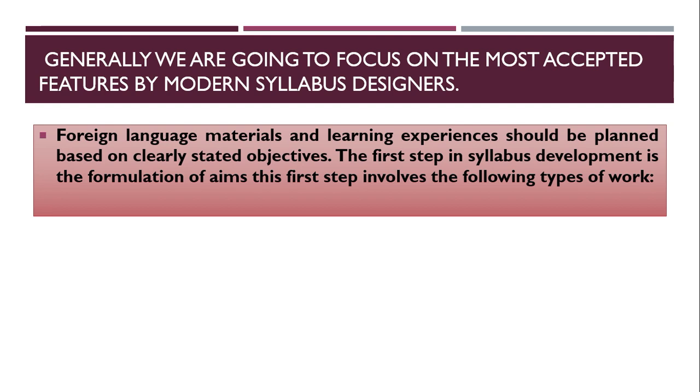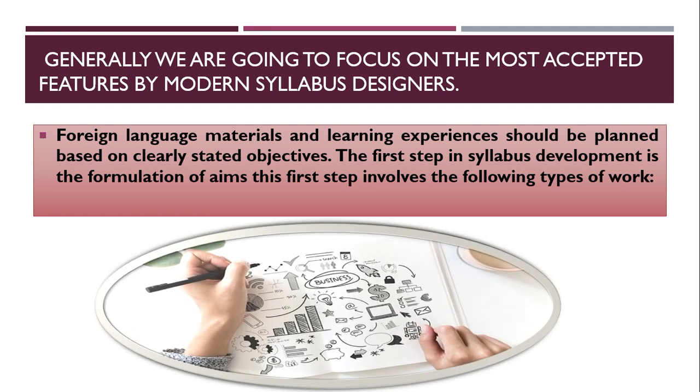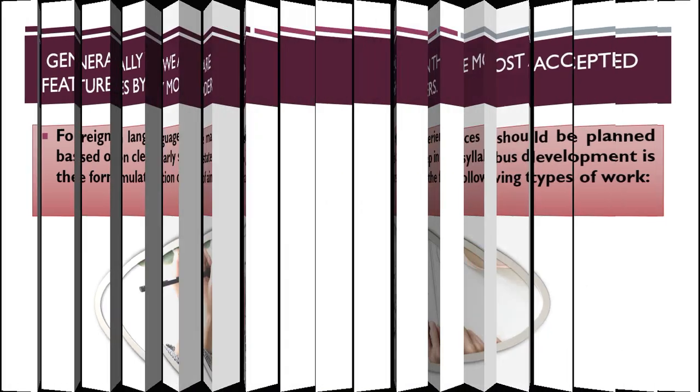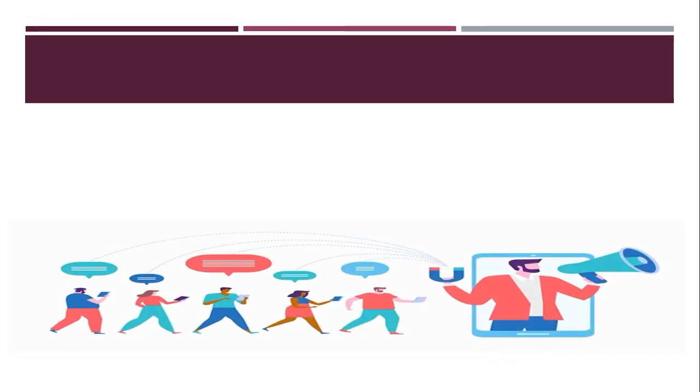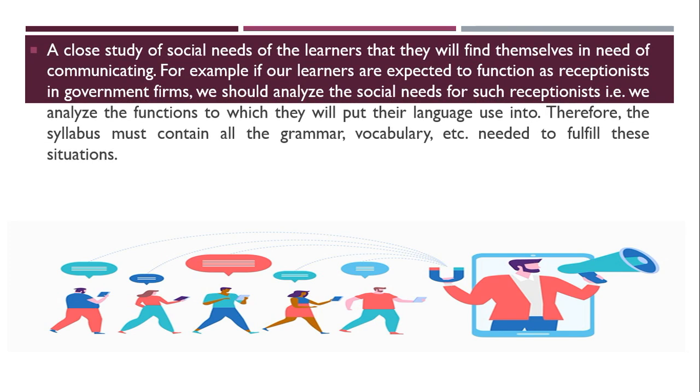Okay, the following steps or following types of work we have to follow. Okay, what do we have to follow to formulate aims or objectives? Just like making a plan for business, you have to make a plan that tries to fulfill certain objectives. A close study, first, look here.